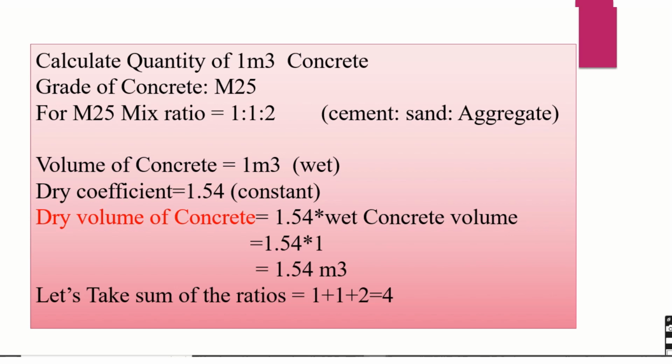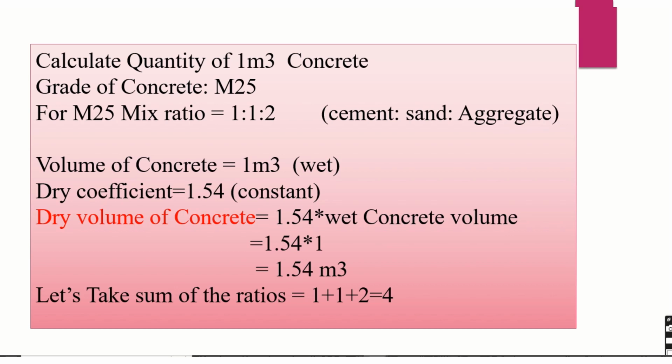First, let us suppose we are going to calculate the quantity for 1 meter cube of concrete. This concrete is wet concrete and the grade of concrete is M25. This comes from the mix design, and for M25 concrete we have a mix ratio of 1:1:2. It means one part is cement, one part is sand, and two parts are aggregate.